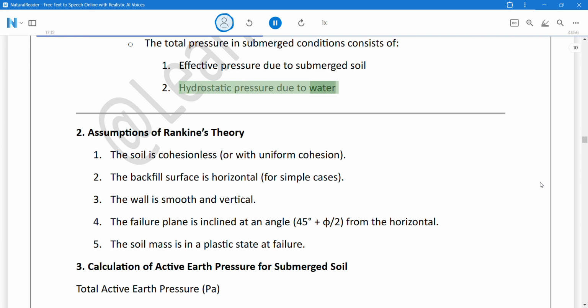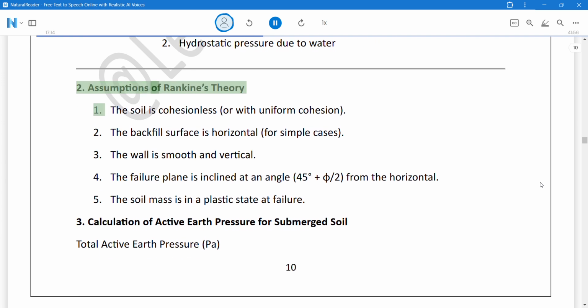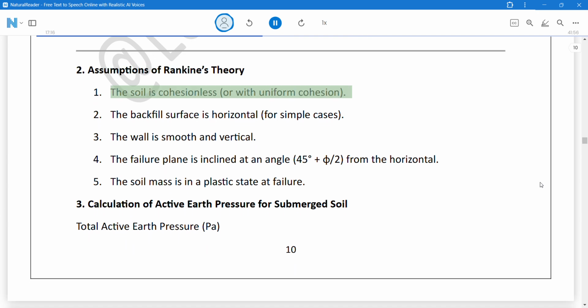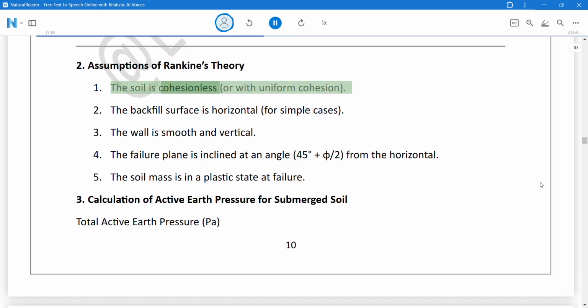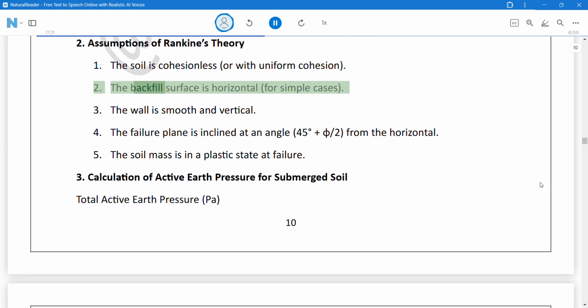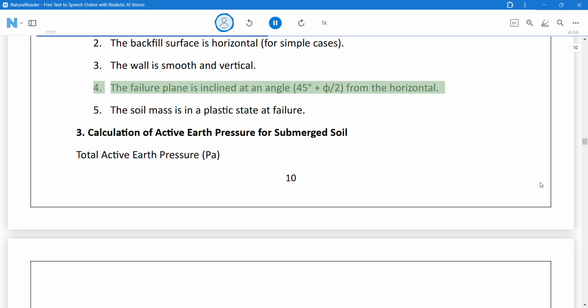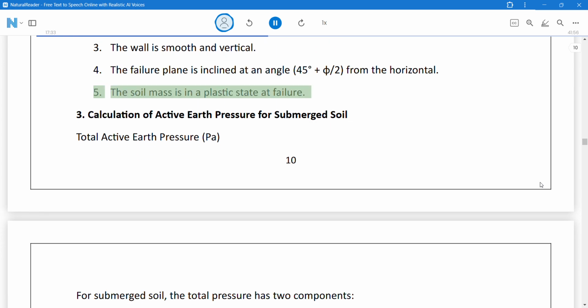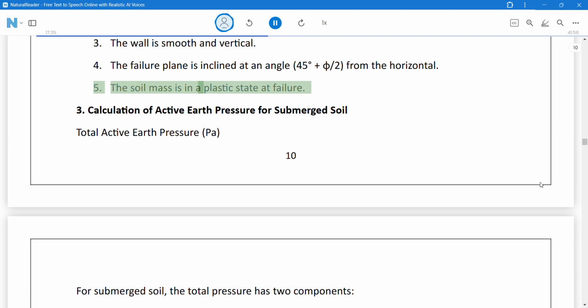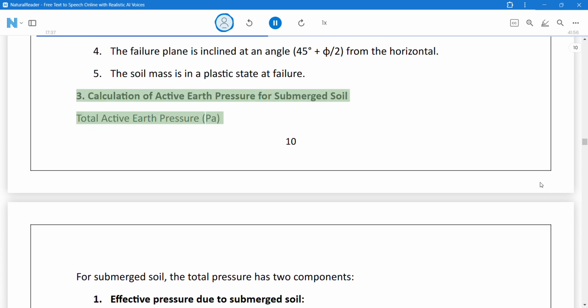Hydrostatic pressure due to water. Five assumptions of Rankine's theory: 1. The soil is cohesionless. 2. The backfill surface is horizontal. 3. The wall is smooth and vertical. 4. The failure plane is inclined at an angle from the horizontal. 5. The soil mass is in a plastic state at failure.